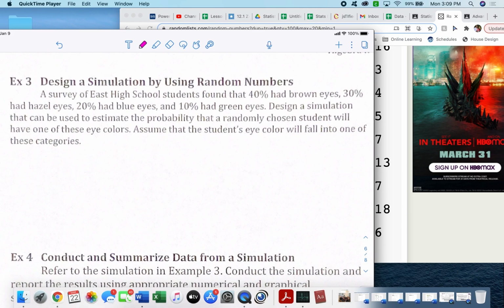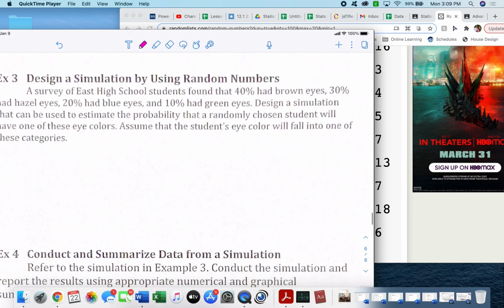A survey of East High School students found that 40% had brown eyes. So I'm going to say 40% brown. Okay? 30% had hazel eyes. 20% had blue eyes. And 10% had green eyes. Okay? Design a simulation that can be used to estimate the probability that a randomly chosen student will have one of these eye colors. Assume that the student's eye color will fall into one of these categories.